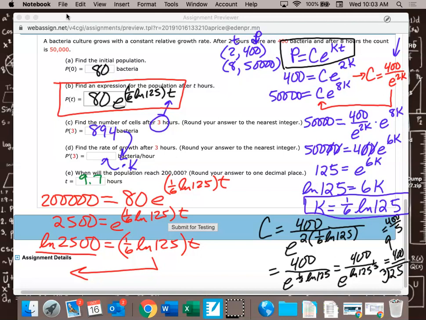And this is what'll get you guys: here, my P of 3 was 894, but it wasn't really 894. That was rounded, right? But when I do this next part and I do K times this, I gotta do K times the unrounded answer. Otherwise, I'm gonna be off.